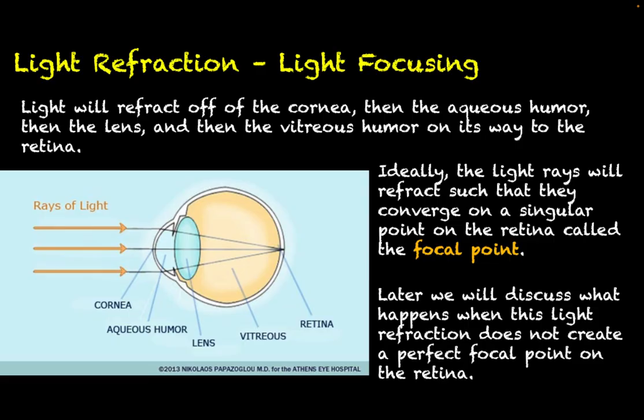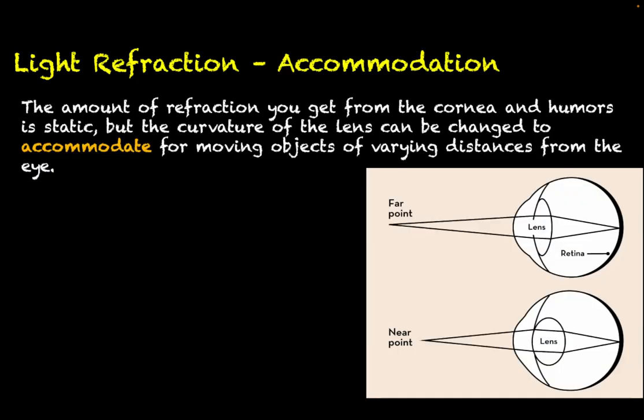We'll talk a little bit later about what happens if somebody doesn't do that right. What happens if somebody is short-sighted or far-sighted? What happens if somebody has problems with how they refract light? What happens when you don't actually create that perfect focal point right on top of the retina? We will talk about that at a later point.